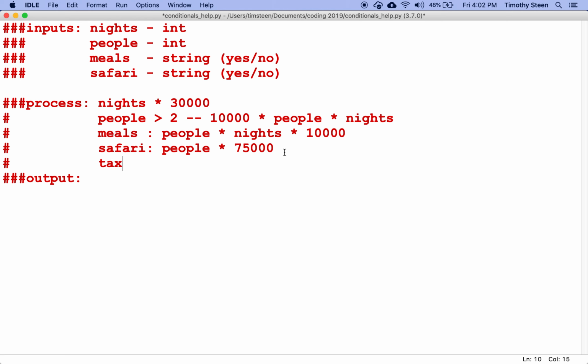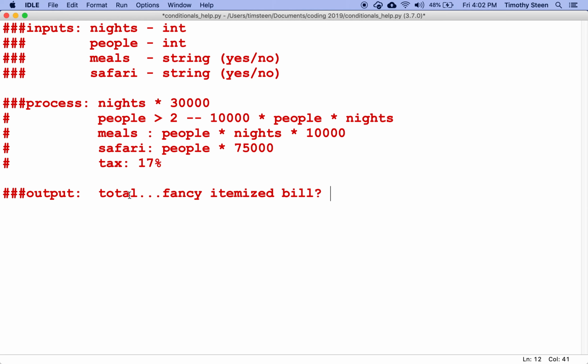And we've done tax before, so that's not that hard. It's just figuring out how to do 17% of something. And then the output would be outputting the total of all of these things. You could make the output fancy with an itemized bill, which says here's how much for the people, here's how much for the meals, here's how much for the safari, here's how much for the tax, here's your total. That is not required. I think it just says to output the total, right?